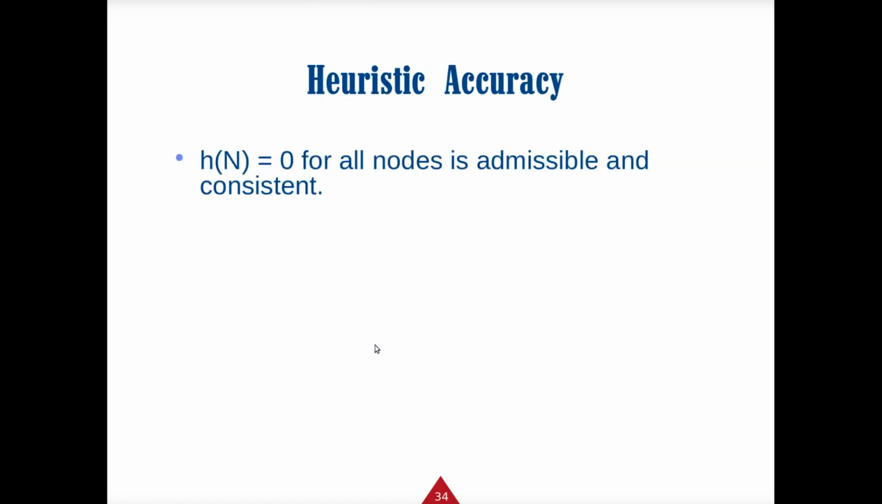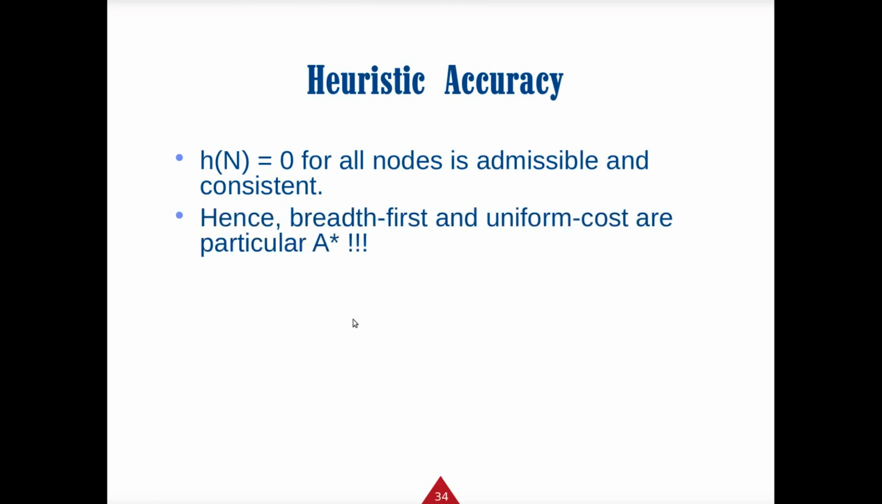And then for the heuristic accuracy, h of n is 0 if all nodes are admissible and consistent. Hence, breadth first and uniform cost are a particular type of A star search. So basically saying all nodes are equally able. With a depth first search, you may not be able to reach all the different nodes, but with A star, you will. So breadth first and uniform cost are particular A star functions.